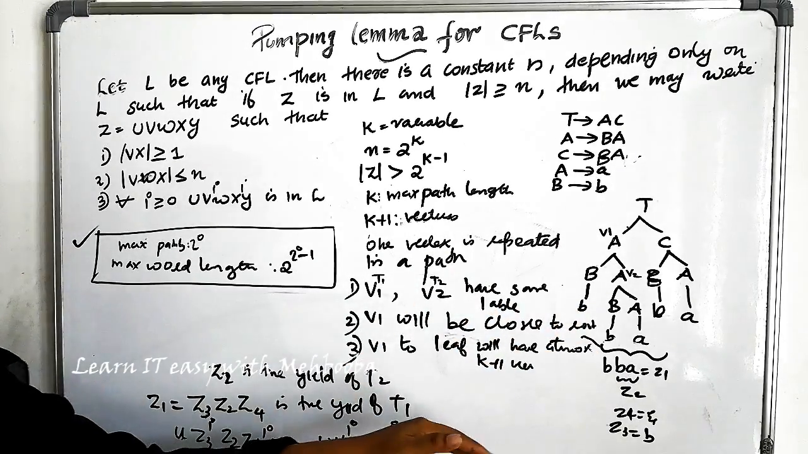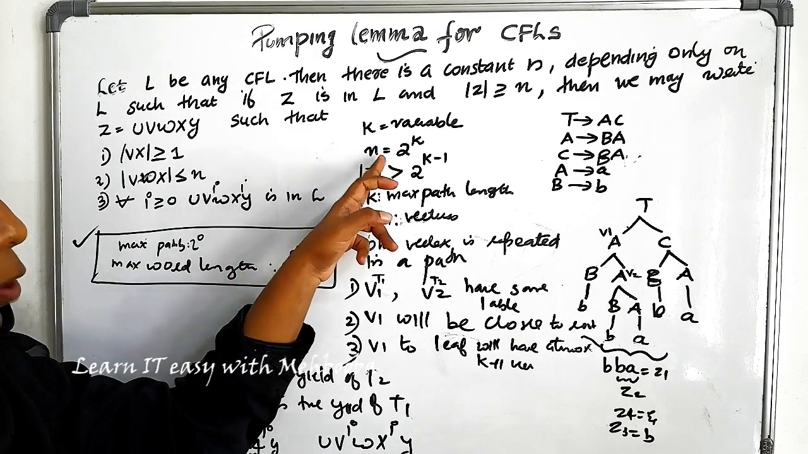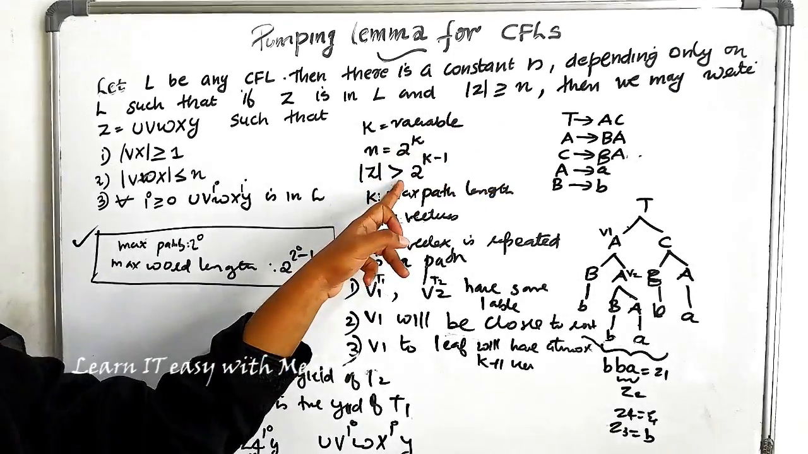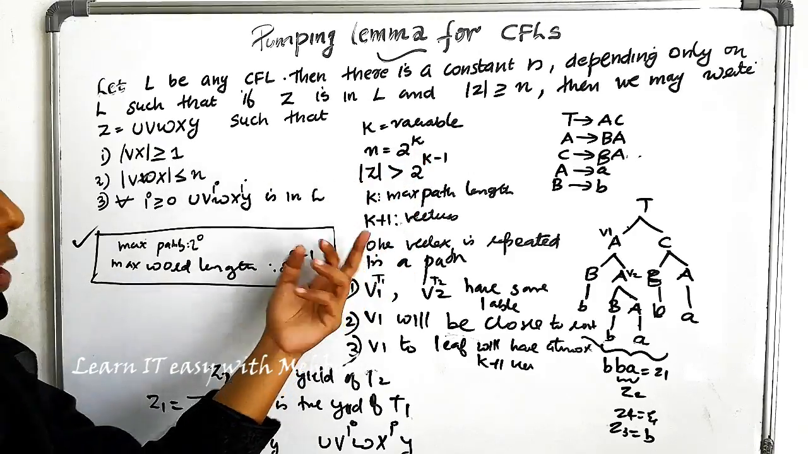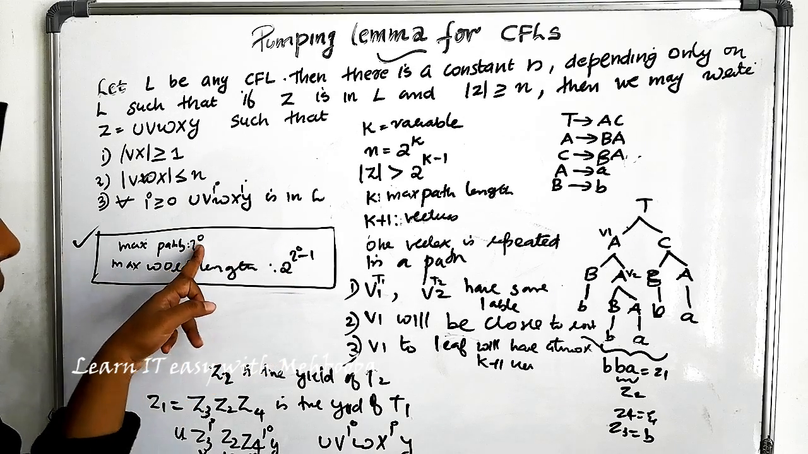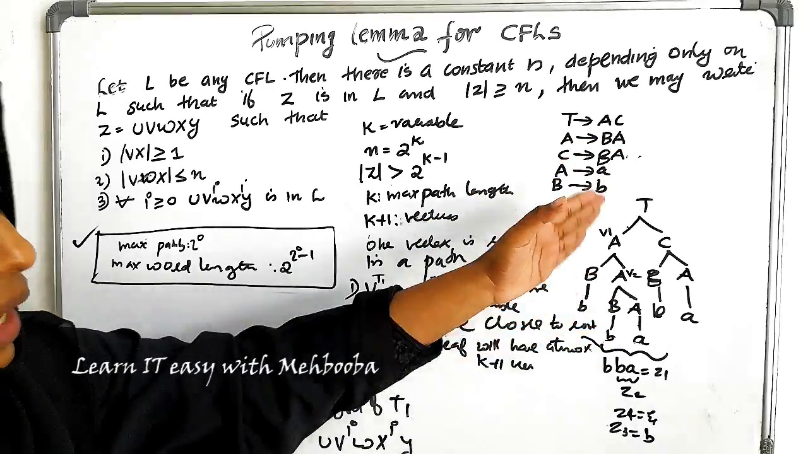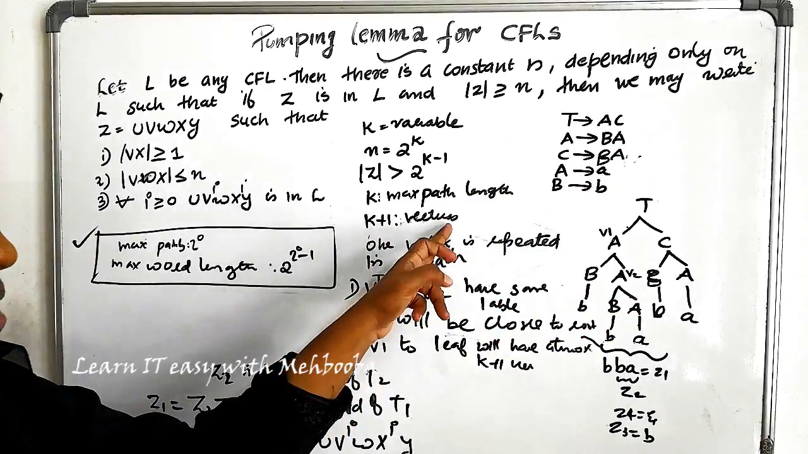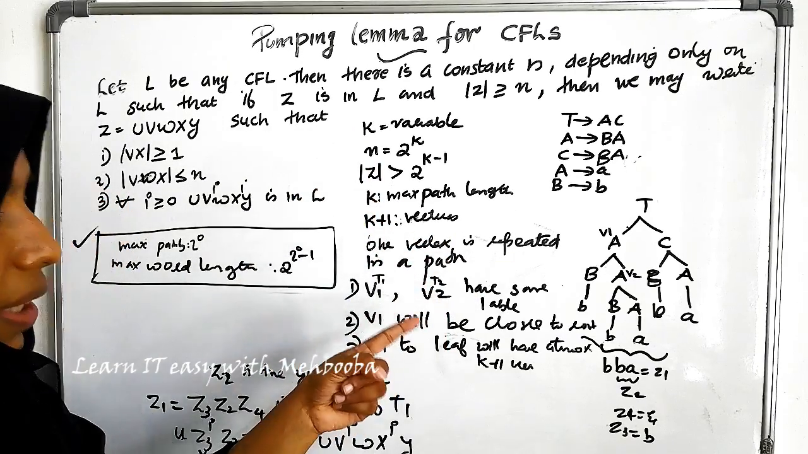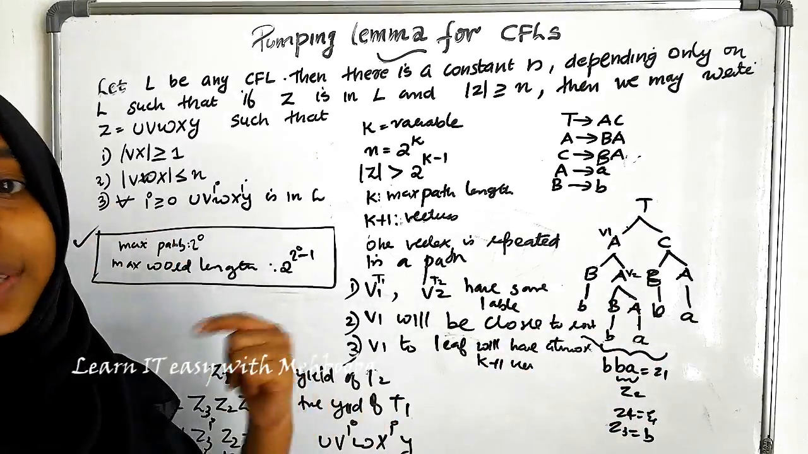For proving pumping lemma for CFL, we took a grammar with k variables. Then we took the value of n as 2 raised to k. Then z is greater than or equal to n. That means z is strictly greater than 2 raised to k minus 1 here. Now 2 raised to k minus 1 is the maximum word length when the maximum path length is k. But we know that in a path, if the path length is k, there will be k plus 1 vertices in that, while we have just k variables in the original grammar. That means one vertex is repeated in a path. That is, in the same path from root to leaf, one vertex has been repeated.